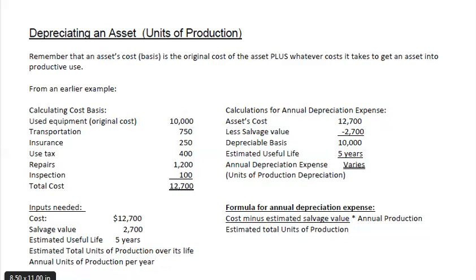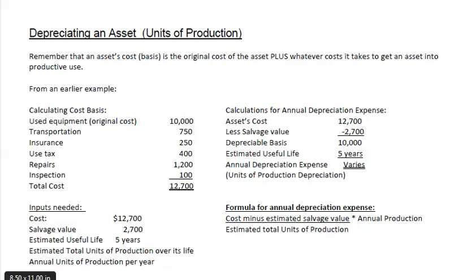So using the same numbers we've used in our other calculations, we've got a cost basis of $12,700, an estimated salvage of $2,700, giving us a depreciable basis of $10,000. And we're going to use this machine with an estimated useful life over 5 years. So again, whatever method we're using, we're going to depreciate $10,000 worth over its useful life.